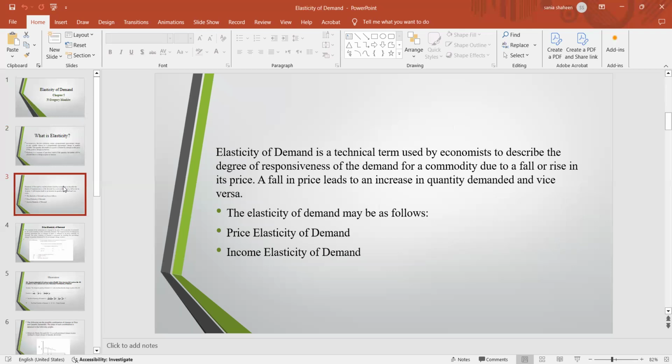So, elasticity of demand is basically a technical term used by most economists to explain the degree of responsiveness or sensitivity of the quantity demanded with respect to changes in the price level or the income level. If we are interested in explaining the sensitivity of the quantity demanded with respect to changes in the price level, we use the concept of price elasticity of demand. When we are interested in explaining the responsiveness of the quantity demanded with respect to changes in consumer income, we usually apply the concept of income elasticity of demand.